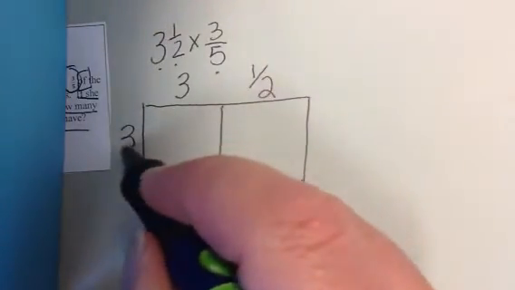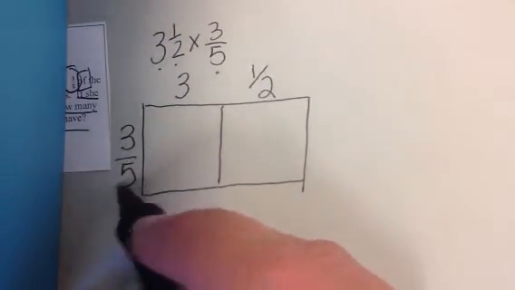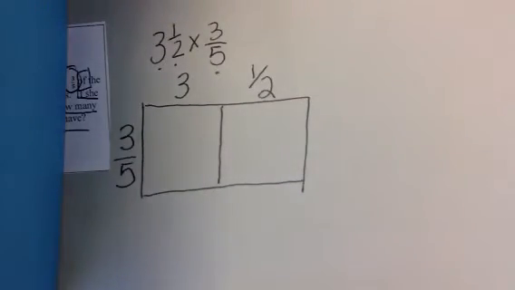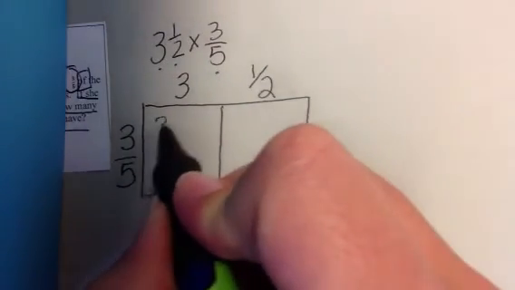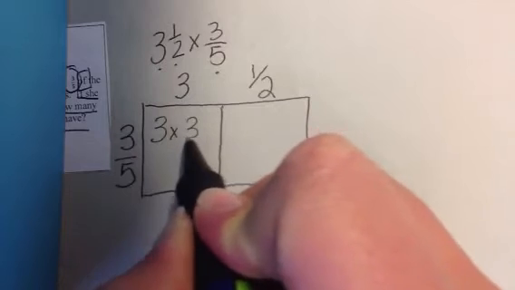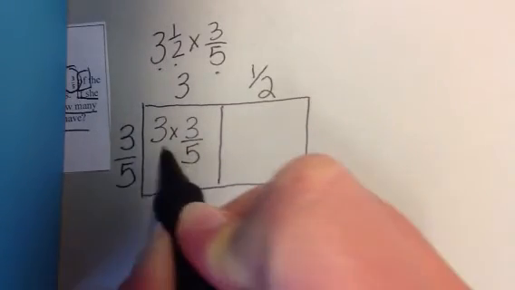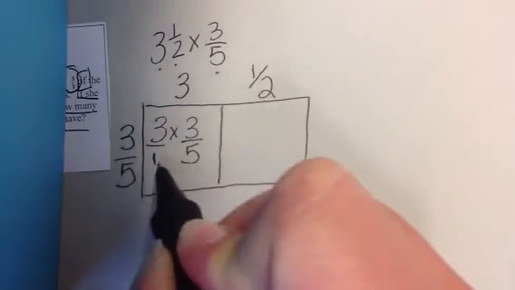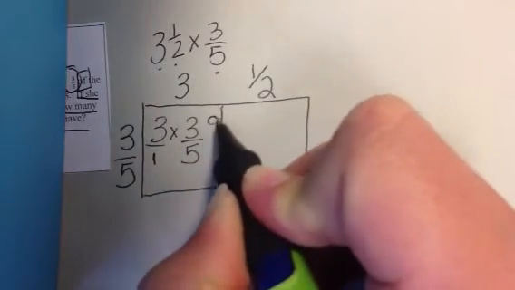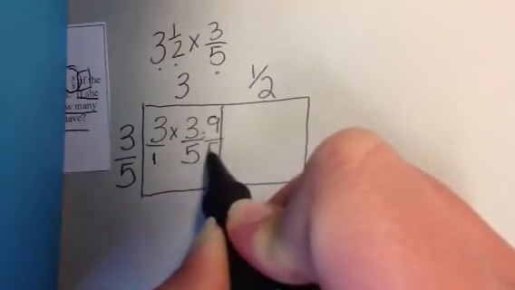And this one over here is 3/5. I'm trying to write with my pen and my hand out of the way so you can see through it. So let's multiply. 3 times 3/5. The denominator of every whole number is 1. 3 times 3 is 9. 1 times 5 is 5.